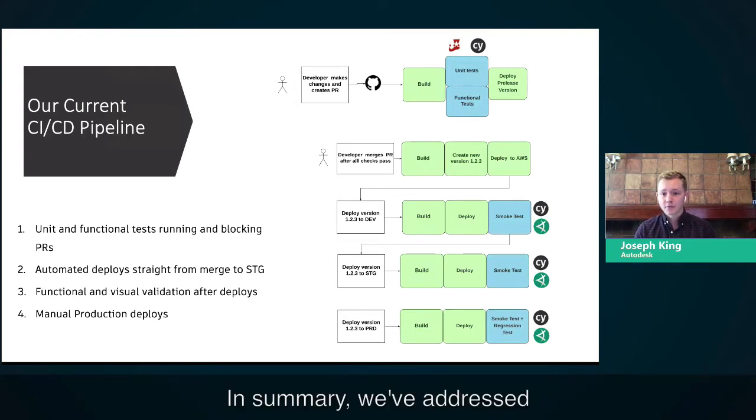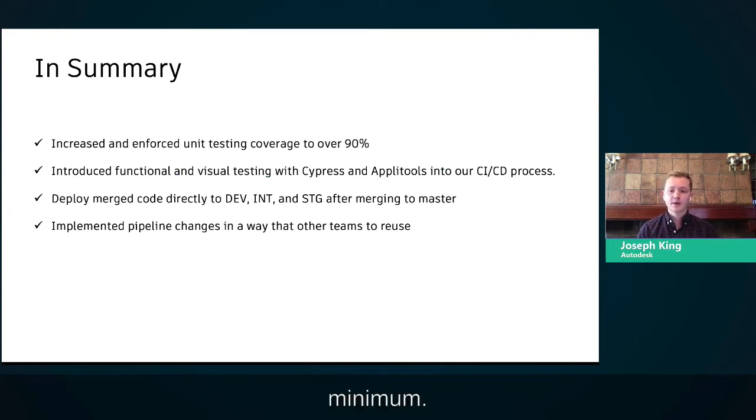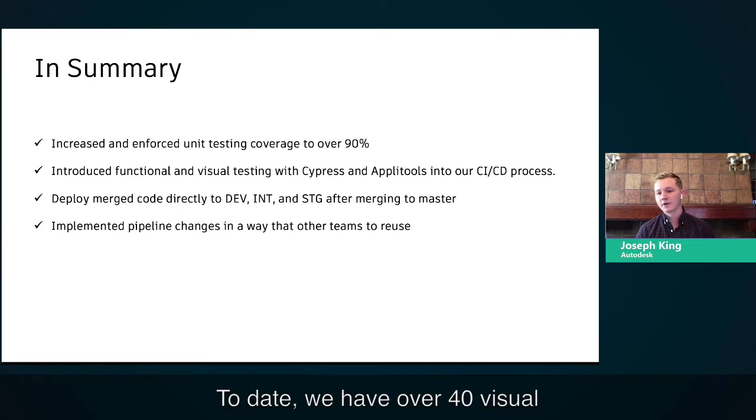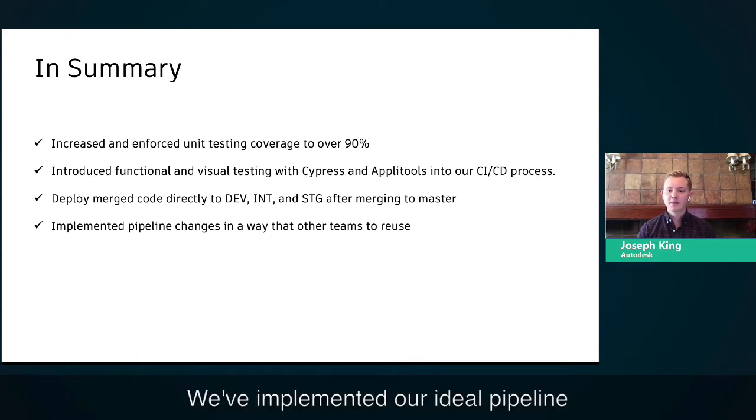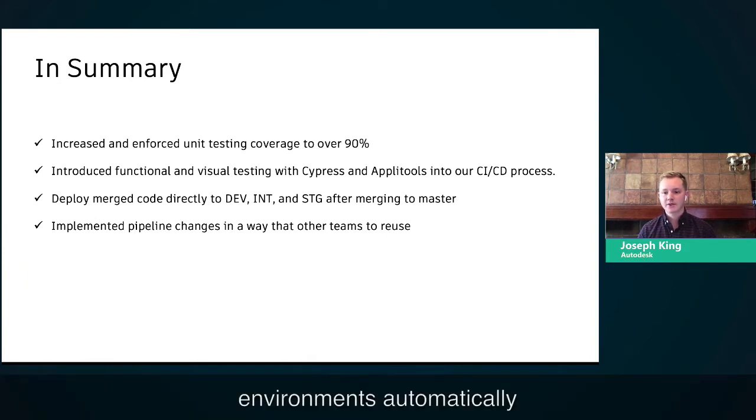In summary, we've addressed our unit testing coverage issues with Jest and React Testing Library, enforcing a 90% coverage minimum. We've added Cypress and Applitools for functional and visual tests in our CI/CD process. To date, we have over 40 visual tests watching and alerting us of any changes after deployments. We've implemented our ideal pipeline design to deploy new changes to all our dev, int, and staging environments automatically, holding off on production for now. This, of course, only happens when all pull requests and smoke tests are passing.